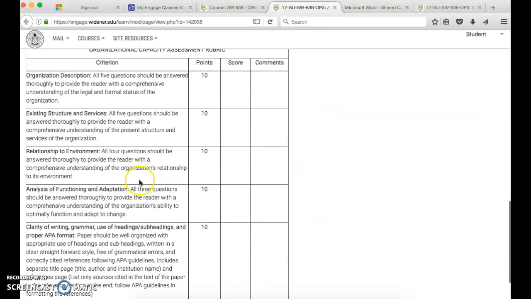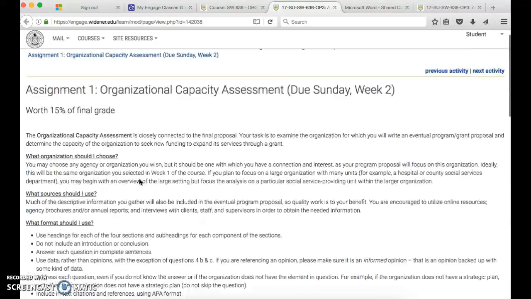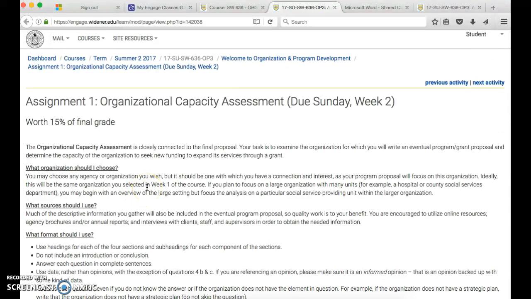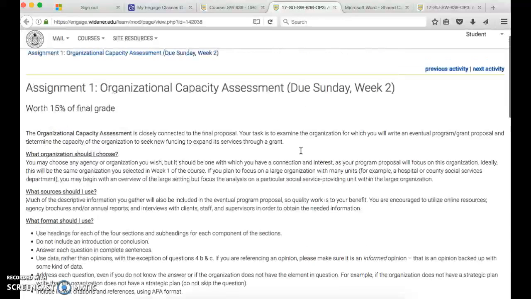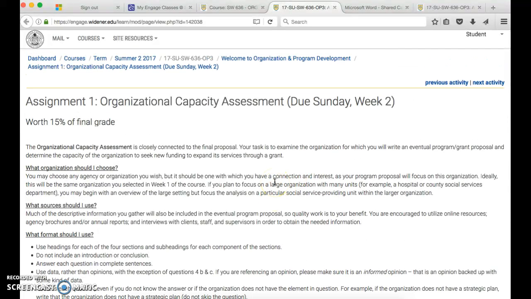And here is the rubric for the assignment as well. Assignment 1 is worth 15% of your grade. It's 50 points. And while it is okay for you to certainly talk with your dyad and share ideas, each of you will be doing your own organizational capacity assessment.